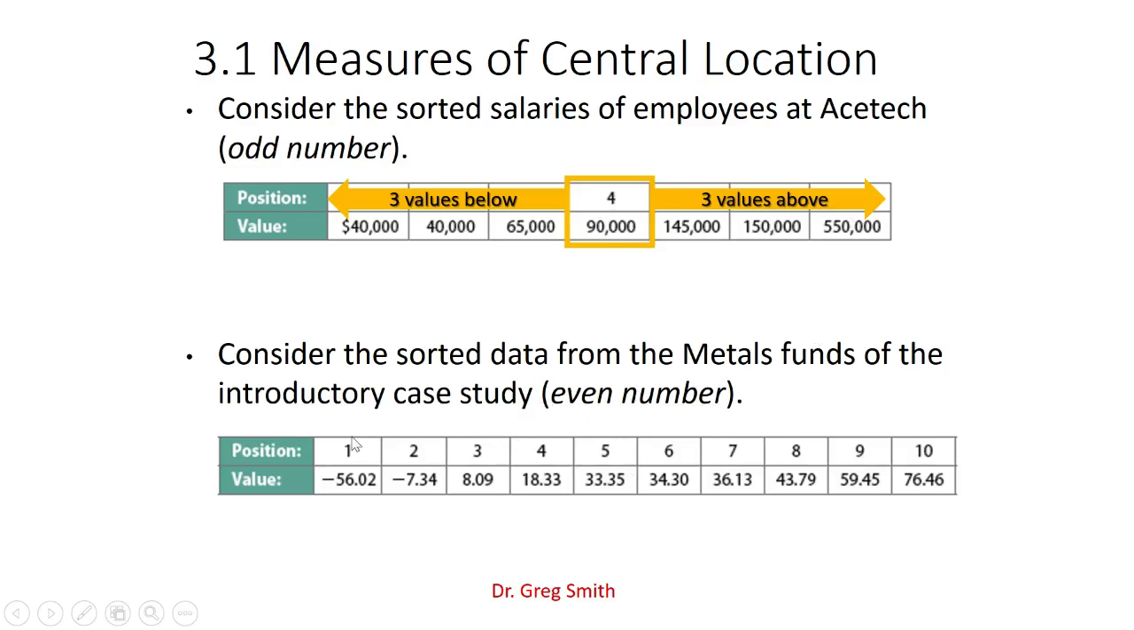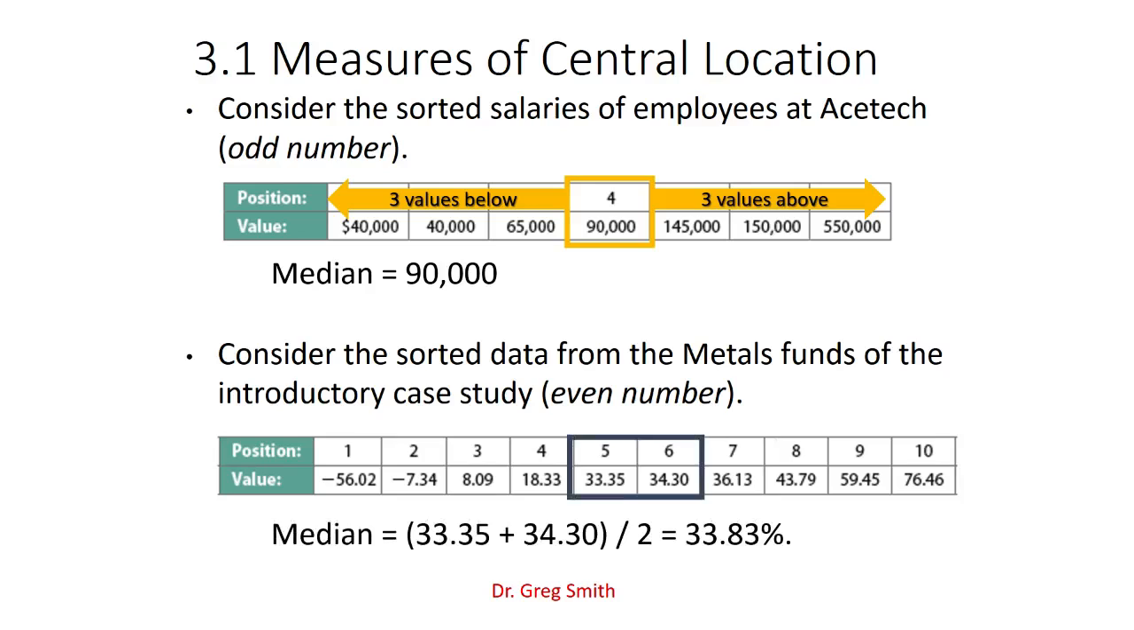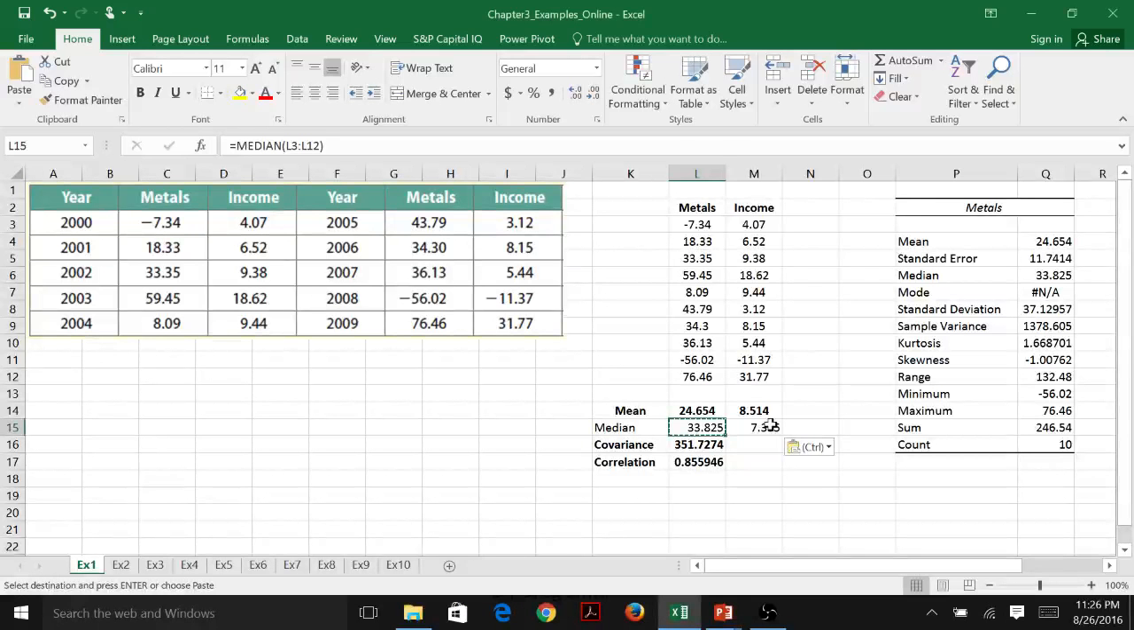If I take something that has an even count, say the metals fund, with that one, I would have to take the middlemost two values and take their average to find the median value, in this case 33.83% in terms of return. Not too difficult to calculate, especially in Excel as we just saw. It's just a function call called median.